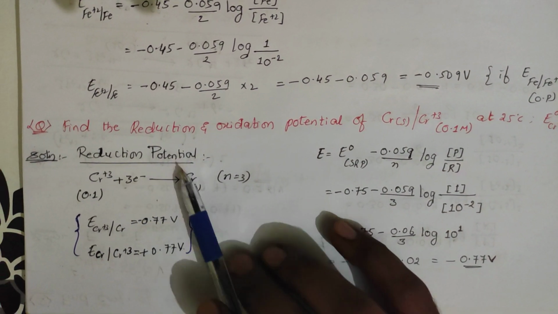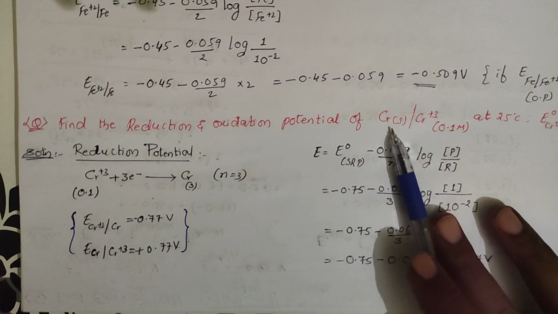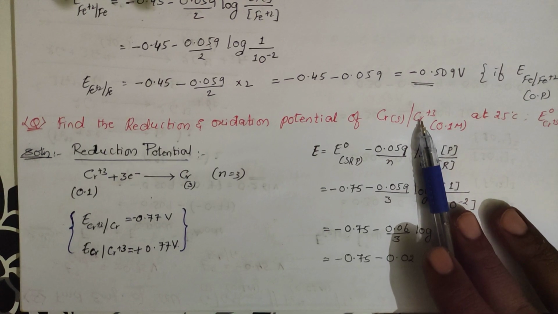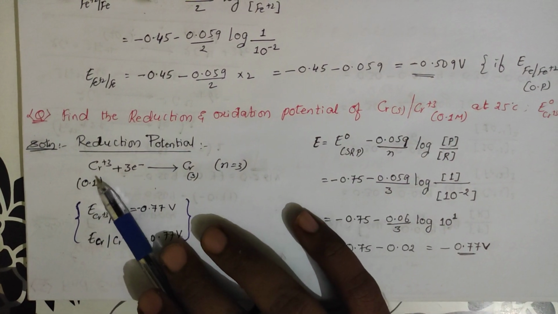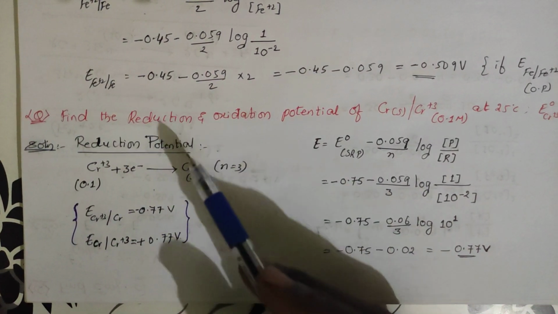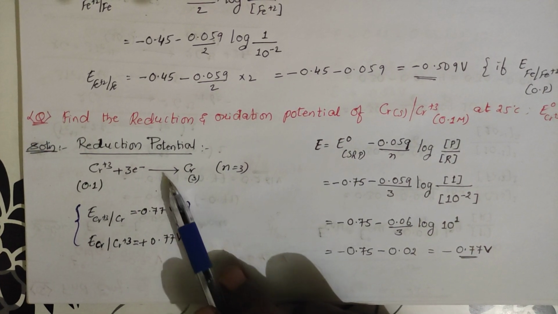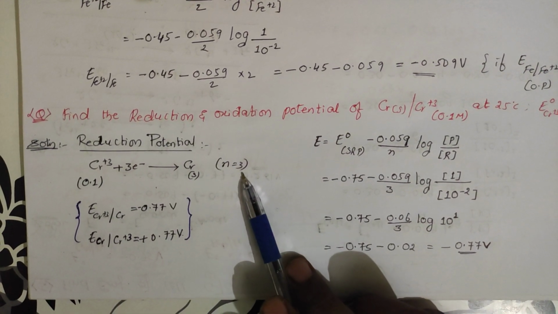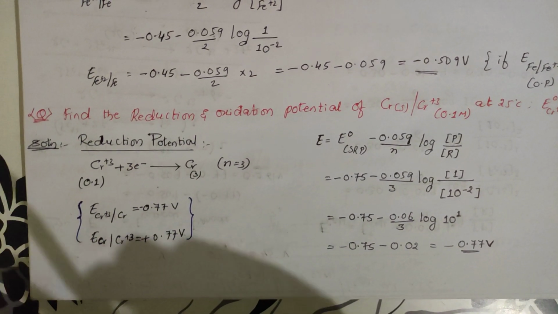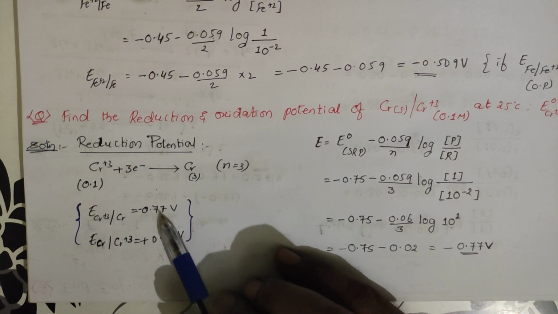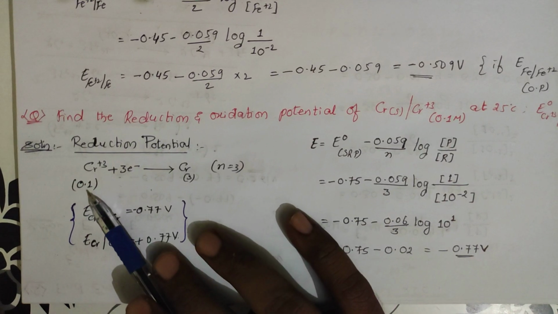See, whatever he has mentioned in the question, chromium to chromium plus 3, sorry, he has mentioned here oxidation. So if you want to calculate the reduction potential, you should take it this way. Chromium plus 3 gains electrons and gets converted to chromium in the solid state. So the number of electrons involved is 3. And chromium plus 3 is in the concentration of 0.1 molar. This is the condition.